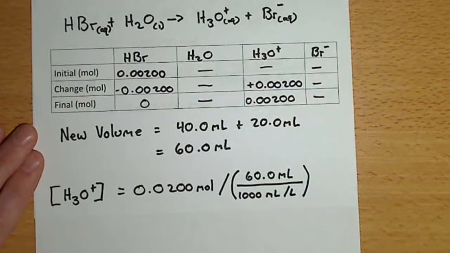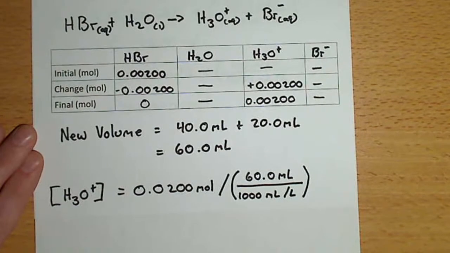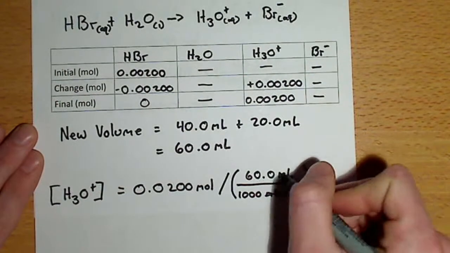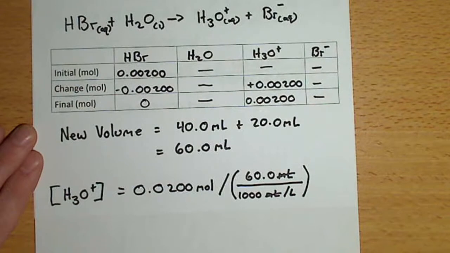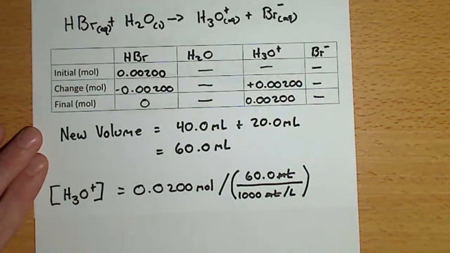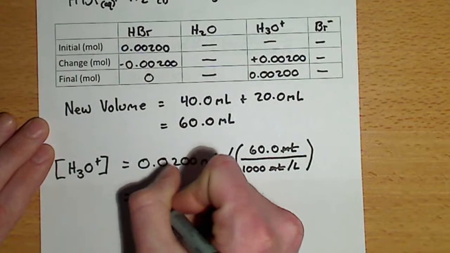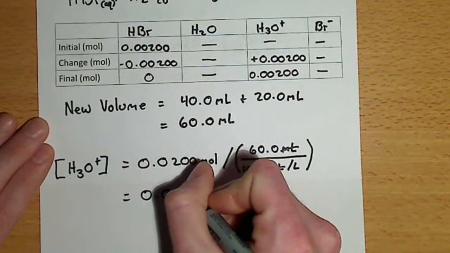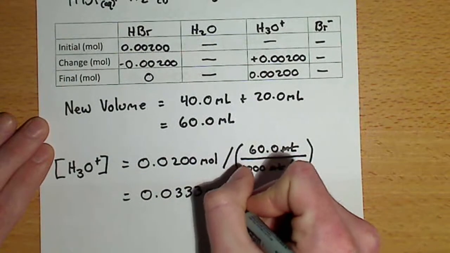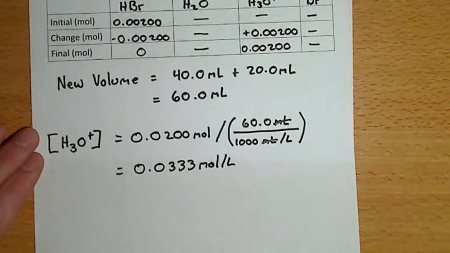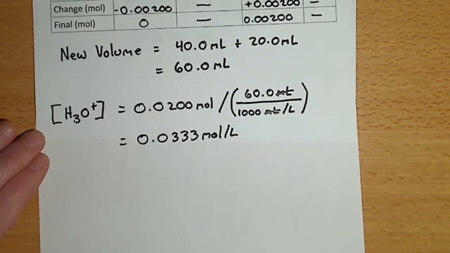Because we want to find our concentration in moles per liter, we will need to convert the 60 milliliters to liters. We do that by dividing by 1,000, as there are 1,000 milliliters in a liter, allowing us to cancel the milliliter unit, leaving us with liters. When we plug this into the calculator, we get a final hydronium ion concentration equal to 0.0333 moles per liter.